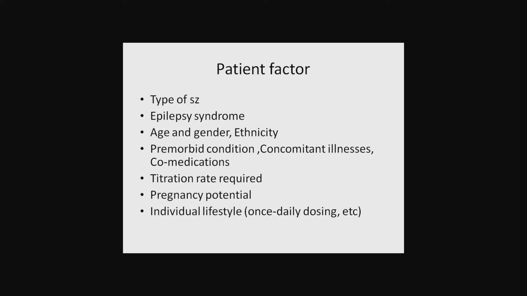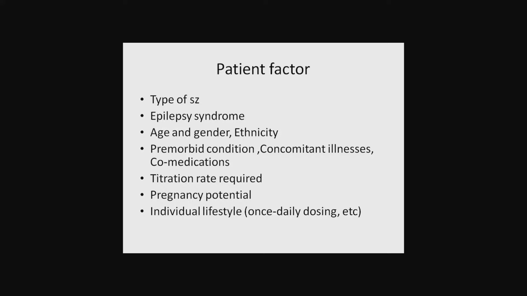Age of the patient, gender and ethnicity. For example, if the patient is less than 2 years, then sodium valproate should be used with caution because it may cause fatal hepatotoxicity. Gender, we should not use valproate in an adolescent female because valproate may cause polycystic ovarian disease, hair fall and weight gain. So depending upon the gender, we have to choose the anti-epileptic drug.